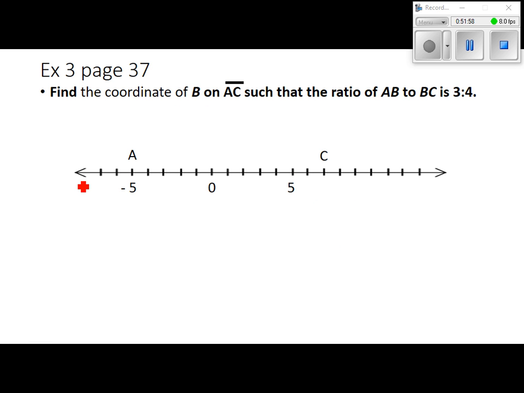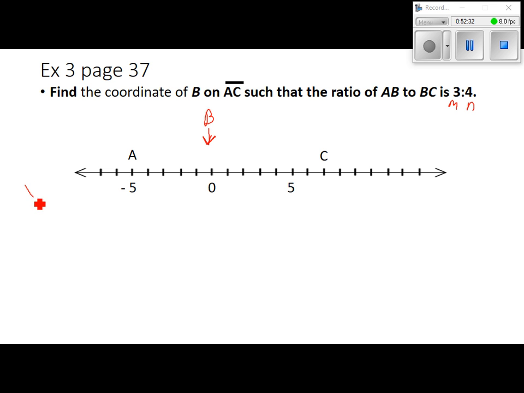Find this example there in your notes. It says find the coordinates of B on segment AC such that AB to BC is at a ratio of 3 to 4. So we want B to fall somewhere in here, and we're trying to figure out where. The formula is right here, and we just need to figure out each one of these. Remember that this is M, that's N.